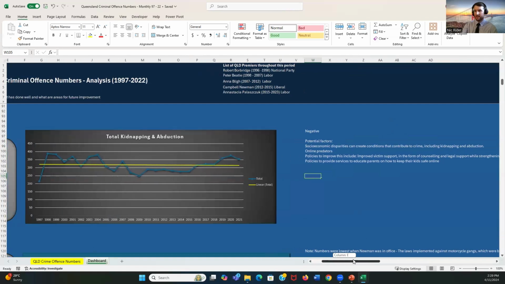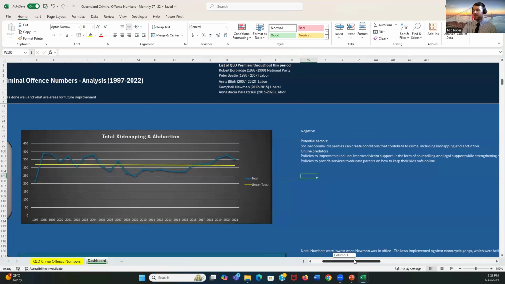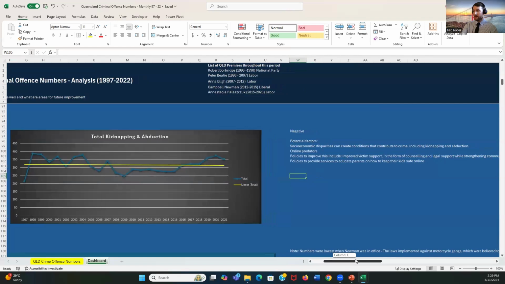Some of the potential factors that could contribute to this are socioeconomic disparities, which can create conflict and contribute to crime, including kidnapping and abduction. So if you start getting greater wealth gaps in an economy, there is a chance that that could be more correlated with more abductions, more break-ins, more criminal offences as a whole.